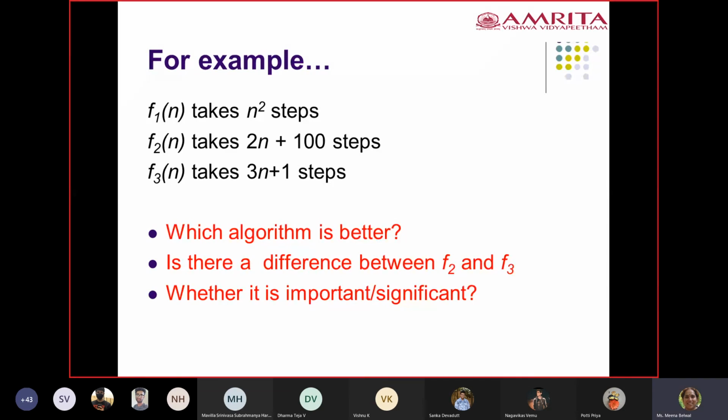But with a lot of experiments, it has been found that when n is small, it really matters. When the value of n is small, yesterday I showed you the plots, with small input size the plots are different. They are not really linear. But when we assume that n is very, very large, they almost tend to become similar, so then we are going to ignore them. So is there a difference between f2 and f3, and whether this difference is significant, those kinds of questions we must understand.